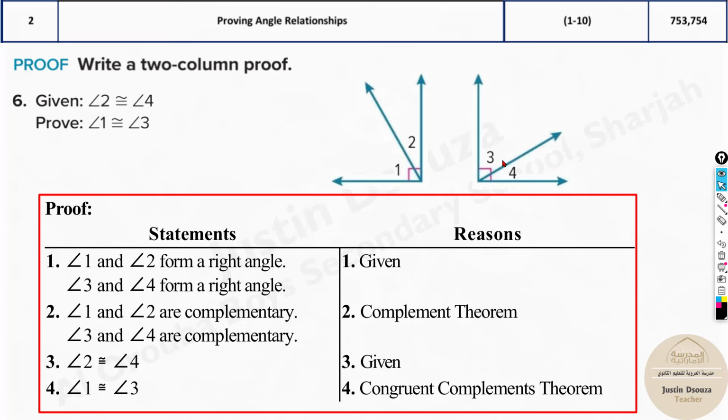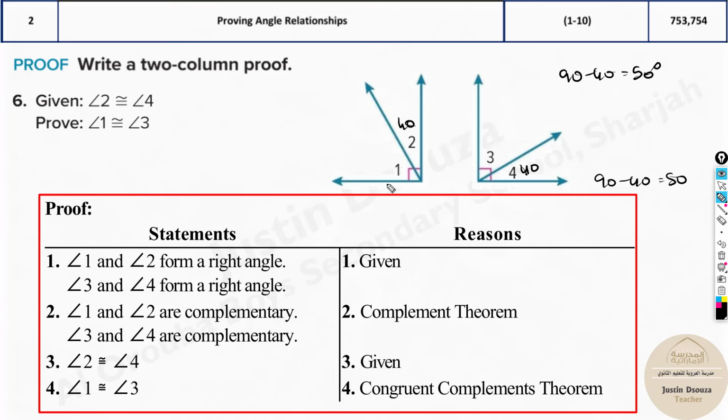So if 2 and 4 are equal, then the other two must be equal, because 90 minus 2 will be 1, or 90 minus 4 will be 1. It's the same angle, right? So let me just show you. Imagine this 2 is 40. That means this is also 40. They have asked, what is the measure of angle 1? It will be 90 minus 40, that is 50 degrees. Now, what is the measure of angle 3? It's 90 minus 40, that must be 50.